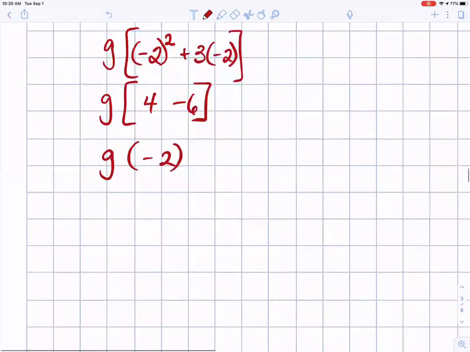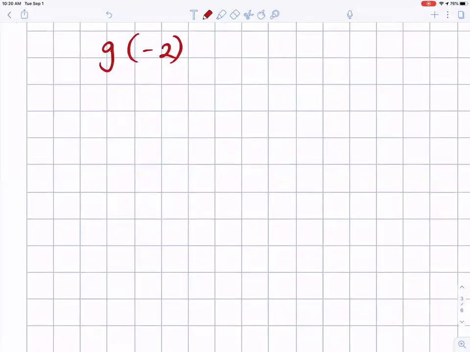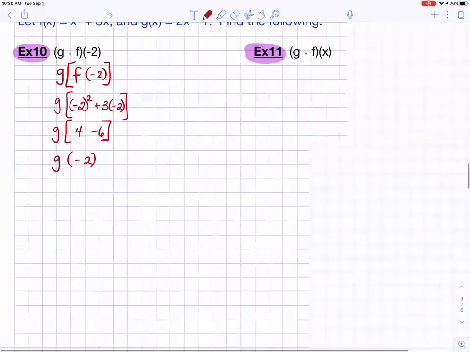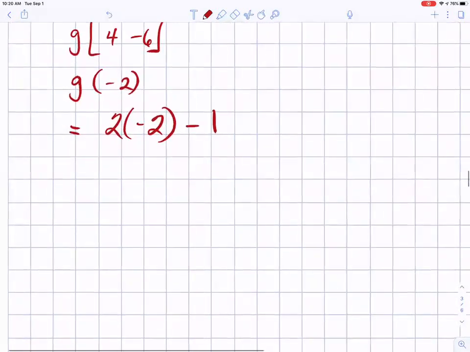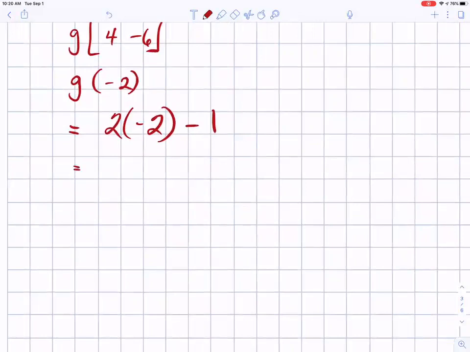Okay, well, now what is it that I'm looking for? g of -2. So let's go to the g function and plug in a -2 for all the x's in the g function. Now, I don't have to write g anymore because I'm about to apply the g function. So how do I write the g function with -2 in it? Okay, and we clean that up. -4 and a -1 gives you -5.